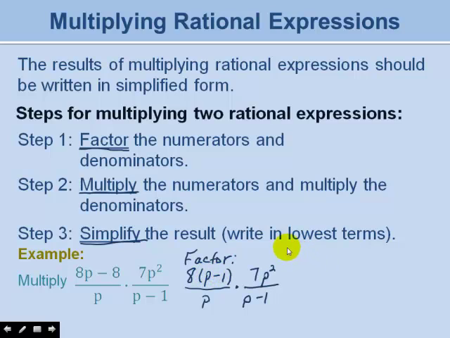Now our second step is to actually multiply. That means we're going to put the numerators together. So we have 8 times p minus 1 times 7p squared, all in one numerator. And we're going to multiply the denominators together. And here again, we need to use the parentheses around the p minus 1. For one thing, that way we can tell it's actually a factor. So that was our second step, just to write our numerators together and our denominators together. And our third step is going to be to simplify.